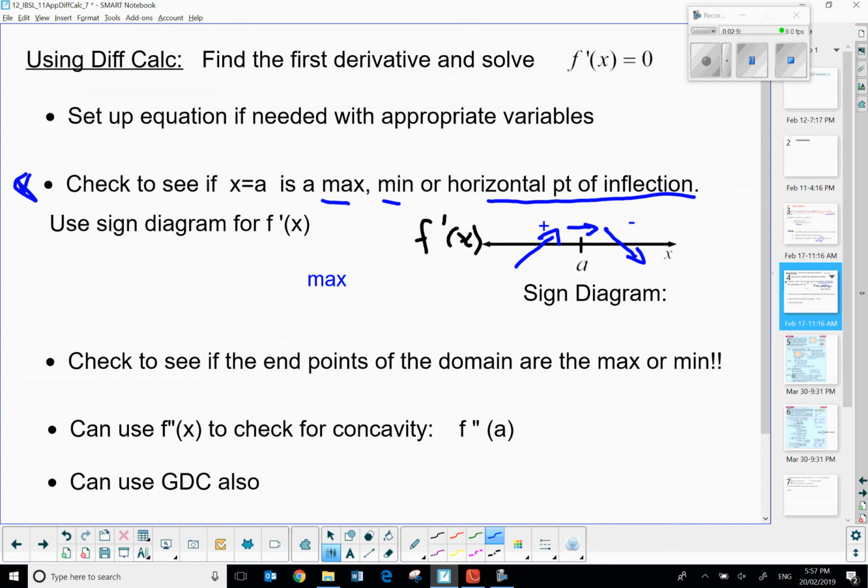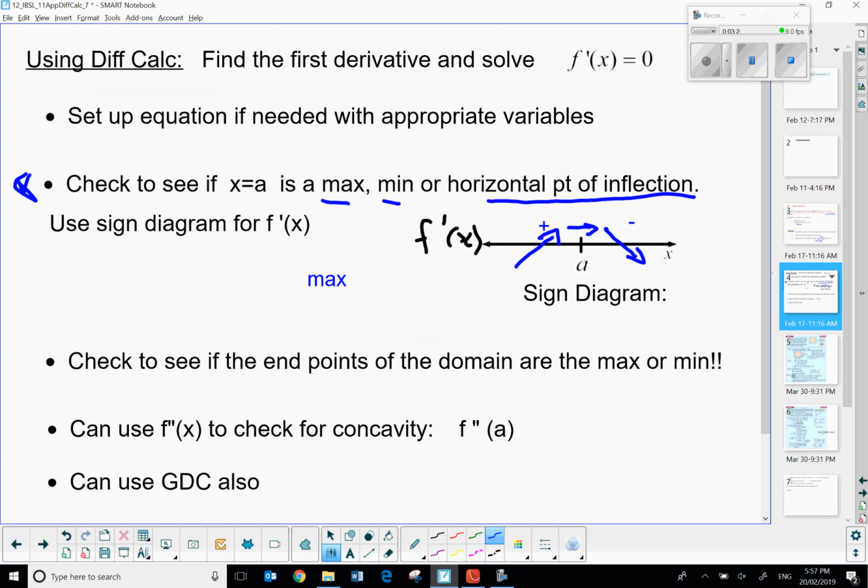Obviously, if it's a minimum, you would have gone negative, 0, positive. And for a horizontal point of inflection, remember, there's no change in the sign. It would have been positive, 0, positive, or negative, 0, negative. So check back on section A, 17A, if you'd forgotten those things. Check your endpoints of the domain, if they're the maximum or minimum.